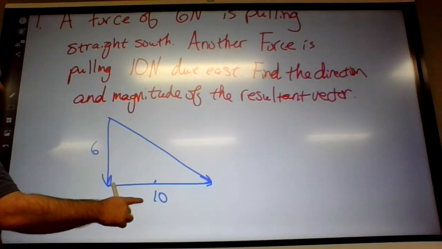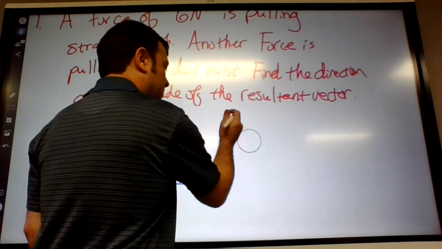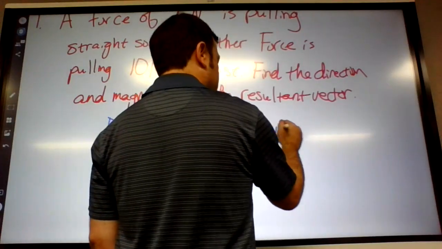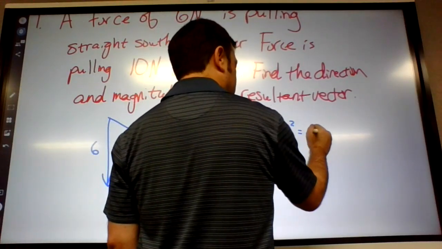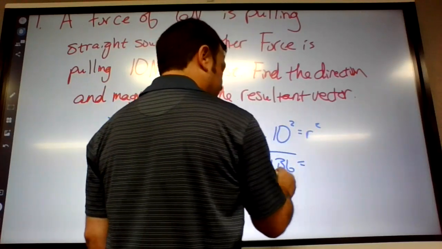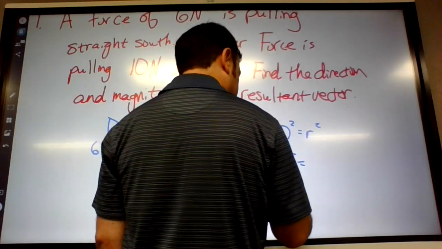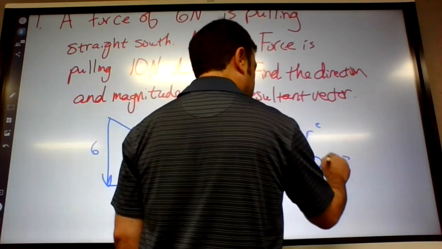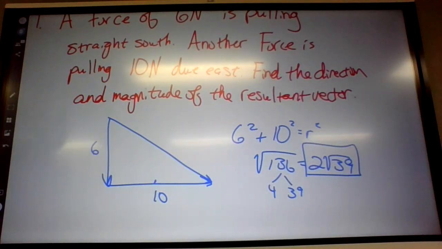Pythagorean theorem. 6 squared plus 10 squared. I'll go ahead and write it down. 6 squared plus 10 squared would equal whatever squared. So it's square root of 136, which does simplify, I believe. That would be 4 times 34, so it would be 2 square root of 34. That is the magnitude. Okay, how do we find direction?